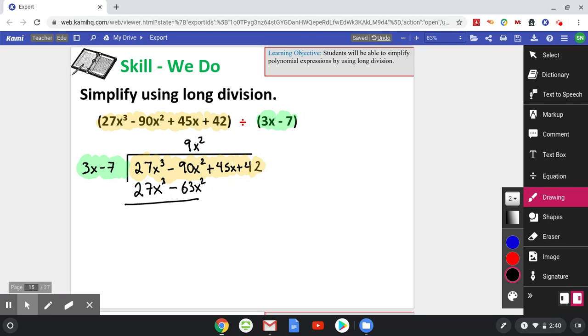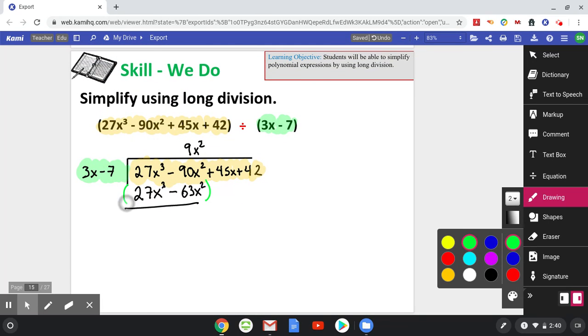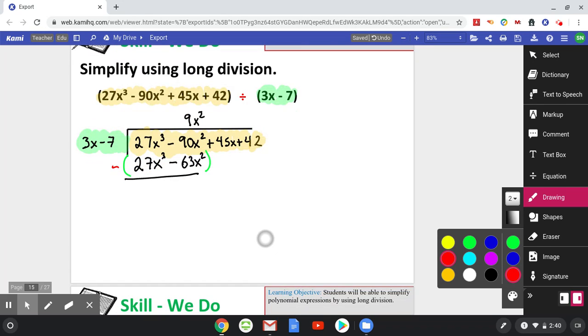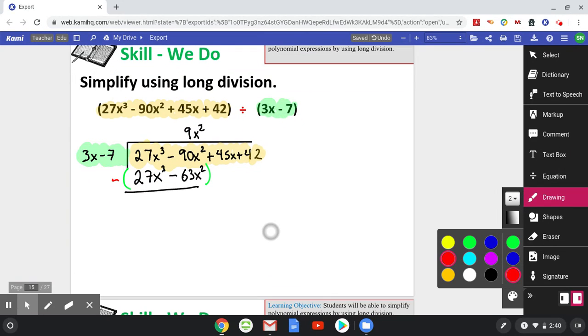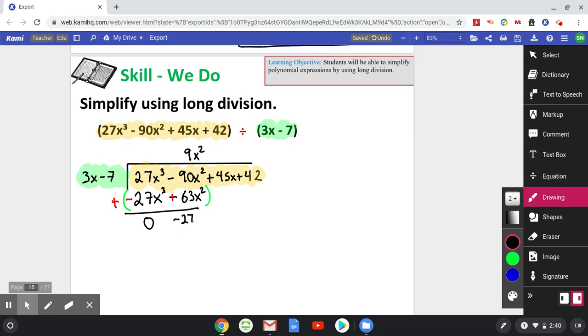Let's subtract. Because we have two terms, I will be placing parentheses, and we are subtracting. Whenever you see a minus outside a parenthesis, that means you change the sign of everything inside. This positive 27 becomes negative 27. This becomes positive. As soon as you do that, the one on the outside also becomes positive. Let's subtract. First column is 0. Next column is negative 90 plus 63, which becomes negative 27x squared. Same as in all division form, bring down the plus 45x.